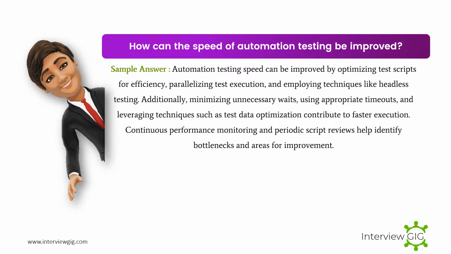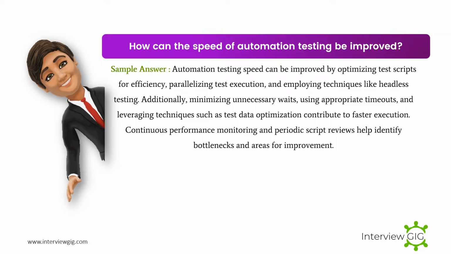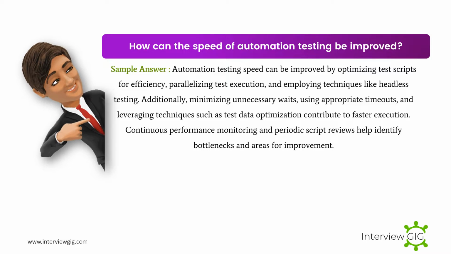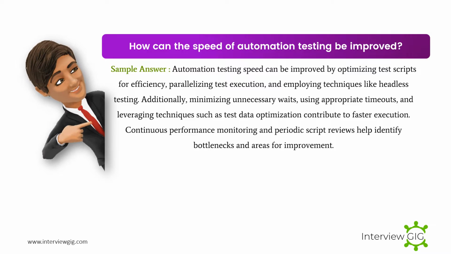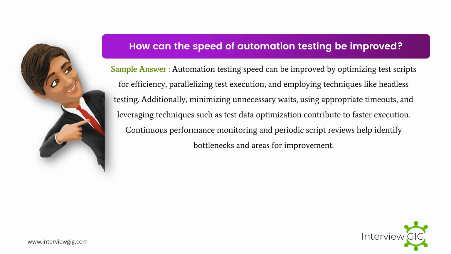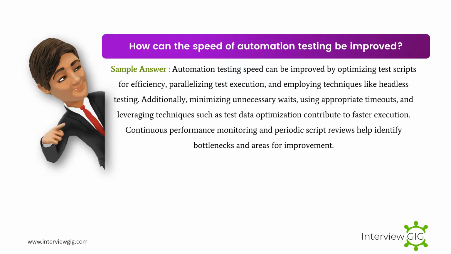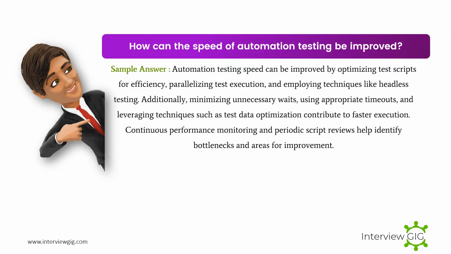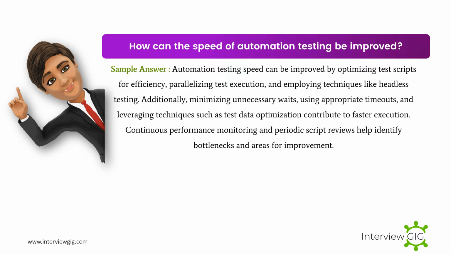How can the speed of automation testing be improved? Automation testing speed can be improved by optimizing test scripts for efficiency, parallelizing test execution, and employing techniques like headless testing. Additionally, minimizing unnecessary waits, using appropriate timeouts, and leveraging techniques such as test data optimization contribute to faster execution. Continuous performance monitoring and periodic script reviews help identify bottlenecks and areas for improvement.